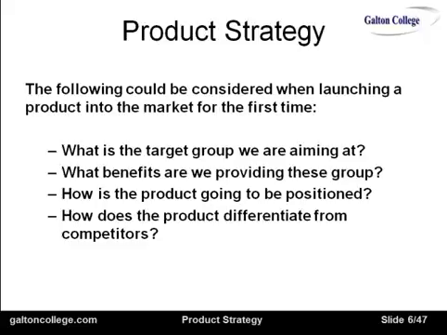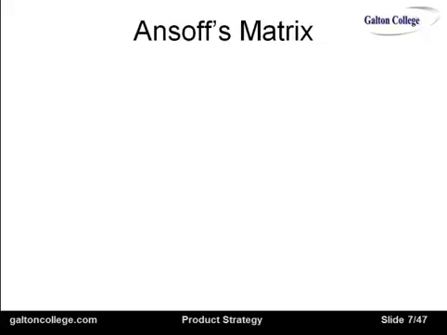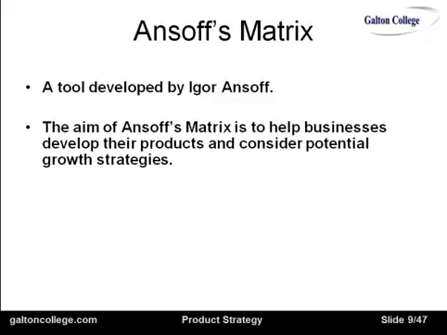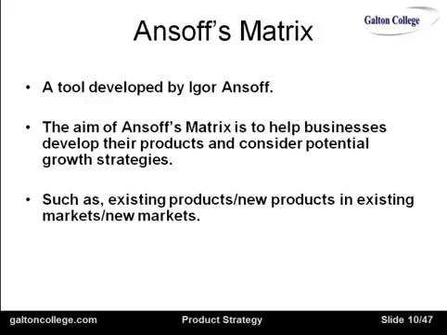Now, to analyze a lot of this, strategists have come up with different techniques. One of the more famous ones is Ansoff's Matrix. This was developed by Igor Ansoff, and the aim of Ansoff's Matrix is to help businesses develop their products and consider potential growth strategies. So, for example, existing products, new products, in existing markets or in new markets.